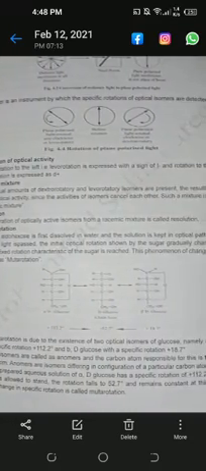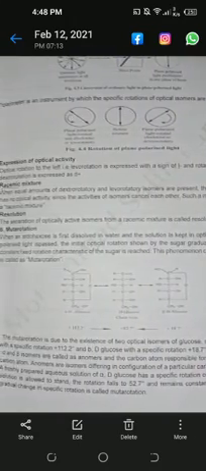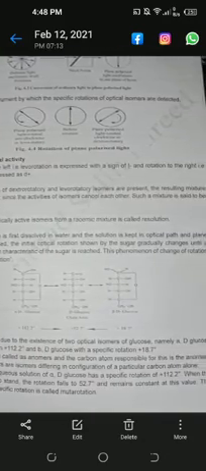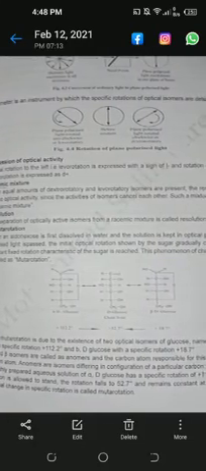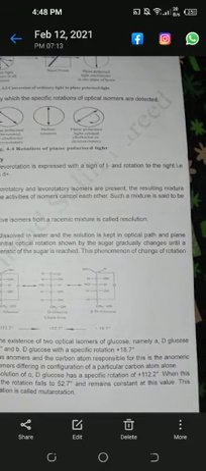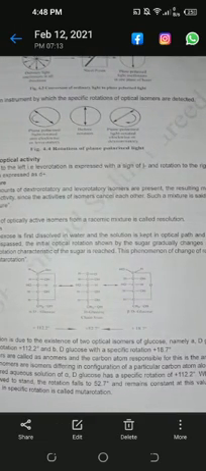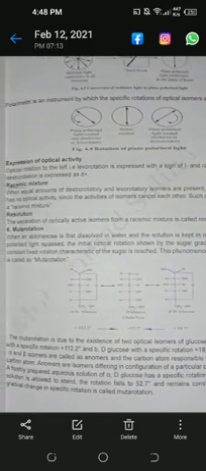Alpha and beta isomers are called anomers, and the carbon atom responsible for this is the anomeric carbon atom. Anomers are isomers differing in configuration of a particular carbon atom alone. A freshly prepared aqueous solution of alpha-D-glucose has a specific rotation of positive 112.2 degrees. When this solution is allowed to stand, the rotation falls to 52.7 degrees and remains constant at this value. This gradual change in specific rotation is called mutarotation.